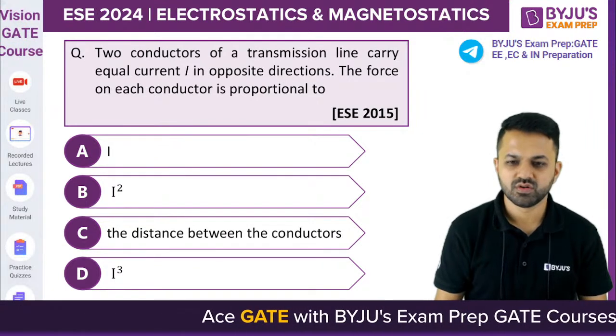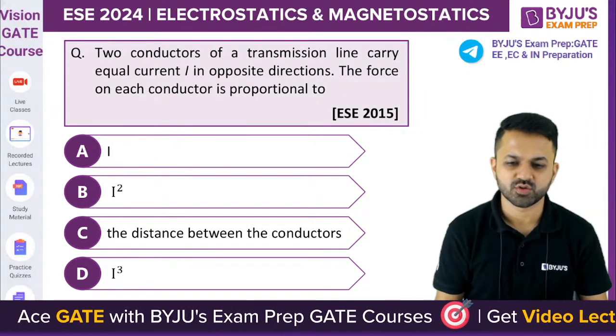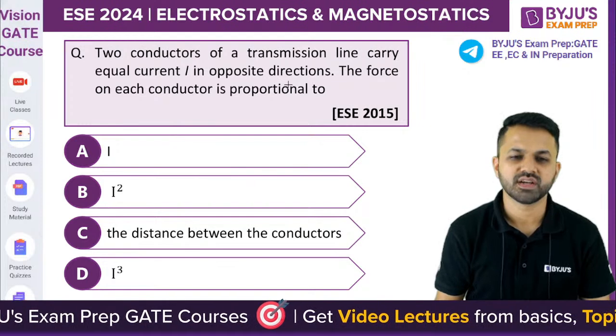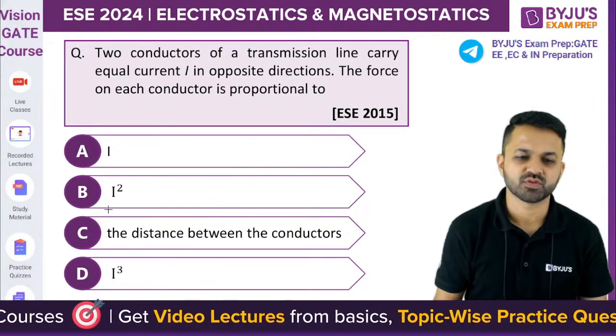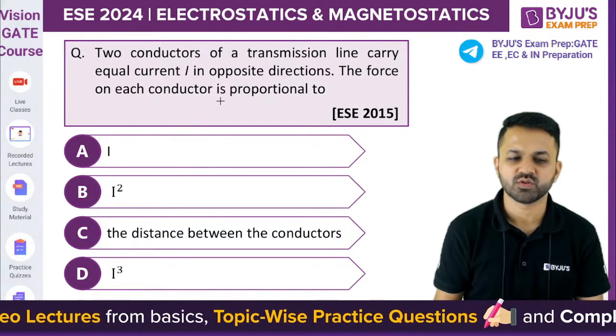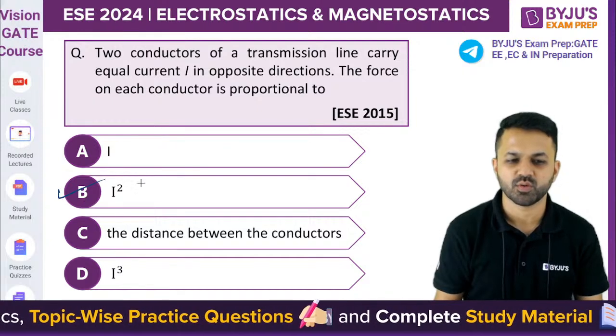Yes, guys. So I hope that you have answered this question. Okay, so the force between the two conductors with current in opposite direction is directly proportional to the square of current. So answer is option B.